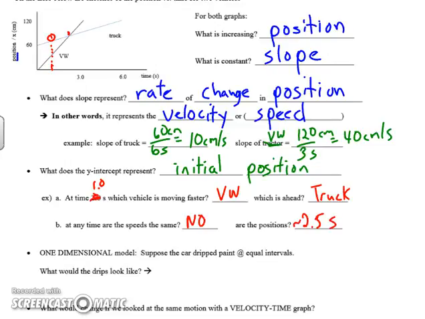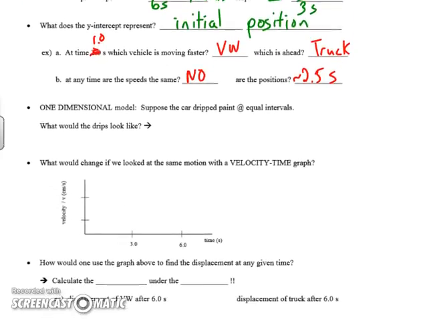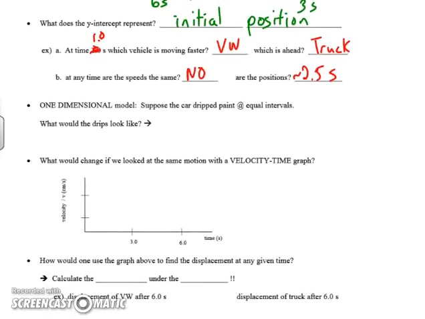Okay, another way we can look at constant motion or constant speed is a one-dimensional model. And an easy way to think about that is, suppose each vehicle dripped paint at equal time intervals. How would the spacing of the drips look? All right, so basically, if we start here with one drip, after a certain amount of time, we're going to have a second drip. And if we're going at a constant rate of change of position, then it's not hard to realize that the drips are going to be equally spaced.